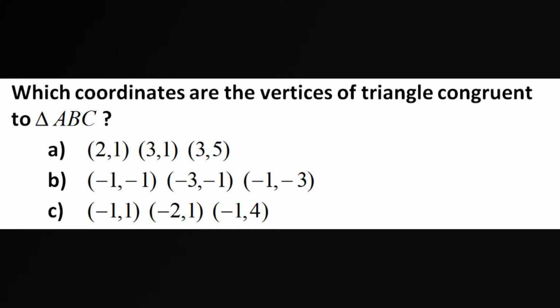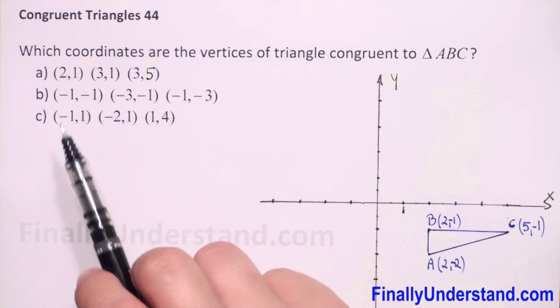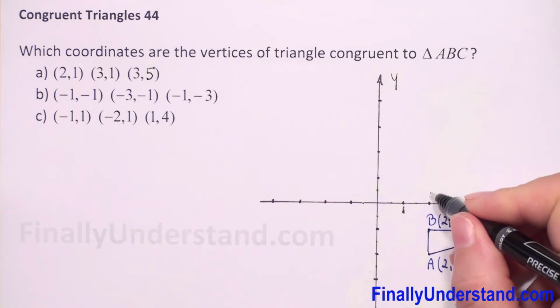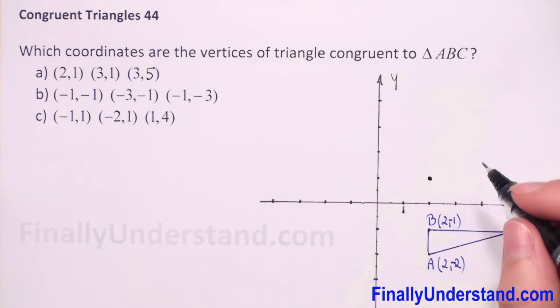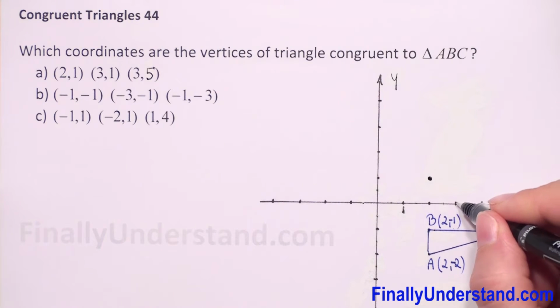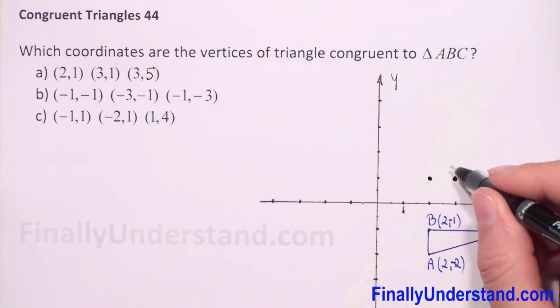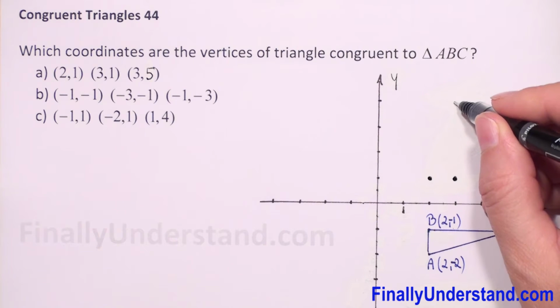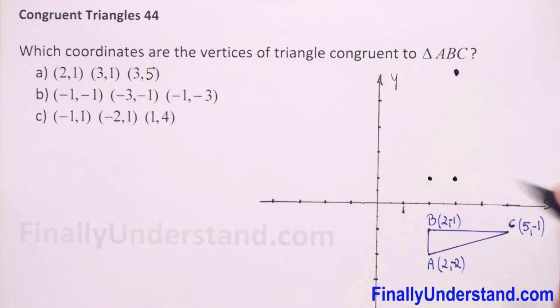Which coordinates are the vertices of a triangle congruent to triangle ABC? So let me draw the first triangle. We have coordinates (2, 1), next we have (3, 1), and we have (3, 5). 1, 2, 3, 4, 5, approximately will be here. So we can connect these points.